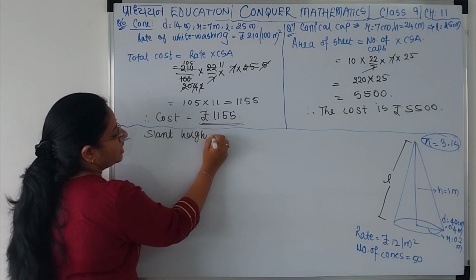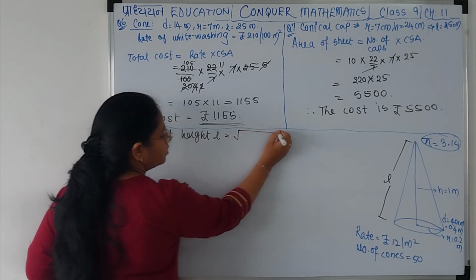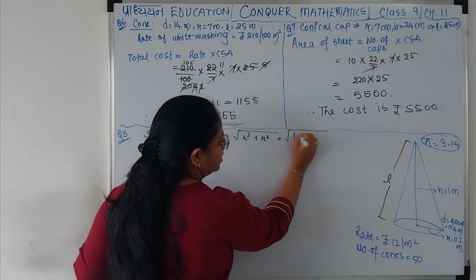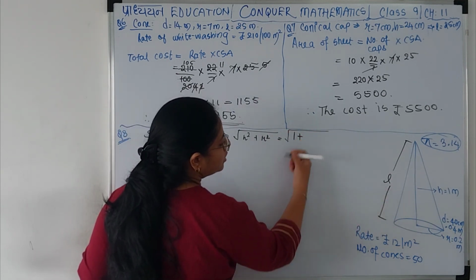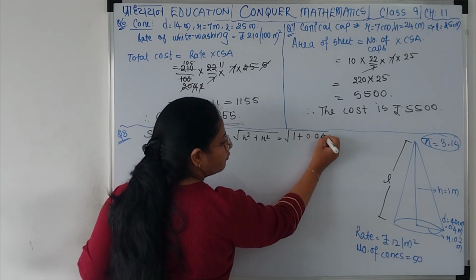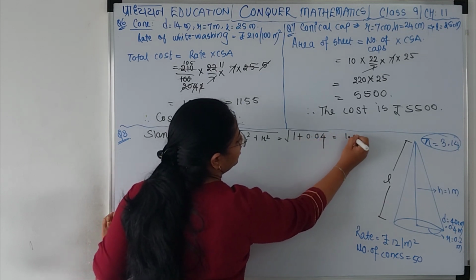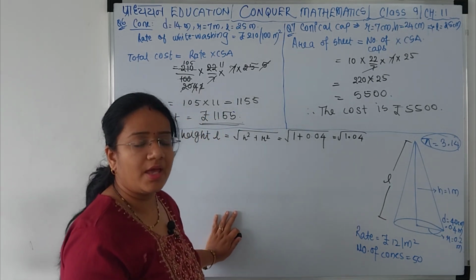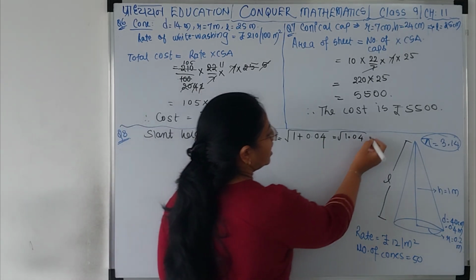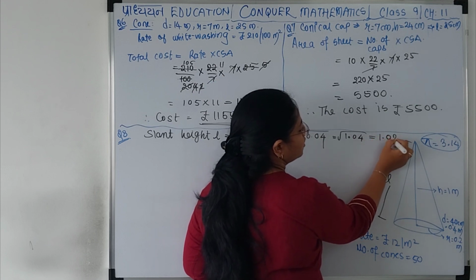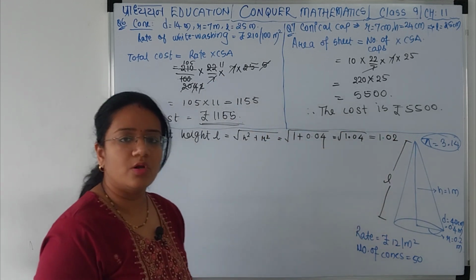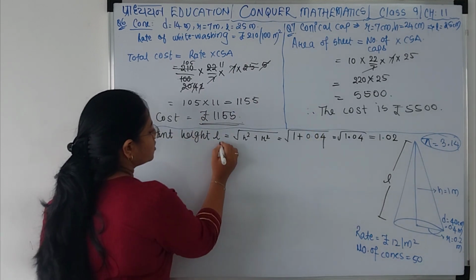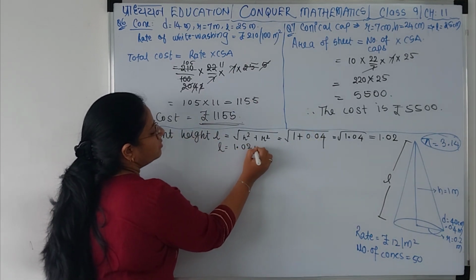Slant height L is equal to root of h square plus r square, which is equal to h square is 1 square और r is 0.2, which will be 0.04 उसका square. This gives you 1.04 और आपको ब्रैकेट में हिंट में दिया है कि use 1.04 का square root as 1.02. Okay, so that is what we are going to use. L as 1.02 meters. So L is equal to 1.02 meters.